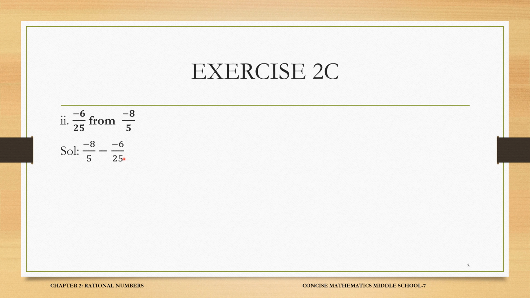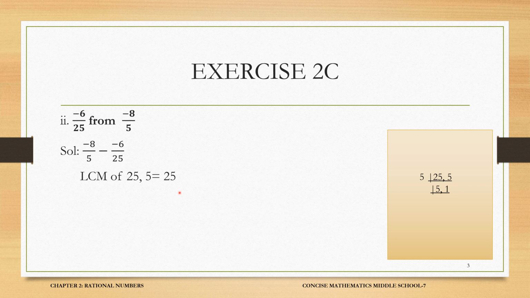Here the denominators are different. Since the denominators are different, the first step is to make the denominators equal. For that purpose, we are taking the LCM of 5 and 25. The LCM of 5 and 25 will be 25. In a rough work, let's see how to do LCM. Just write down 25 and 5. 5 5s are 25. 5 1s are 5.